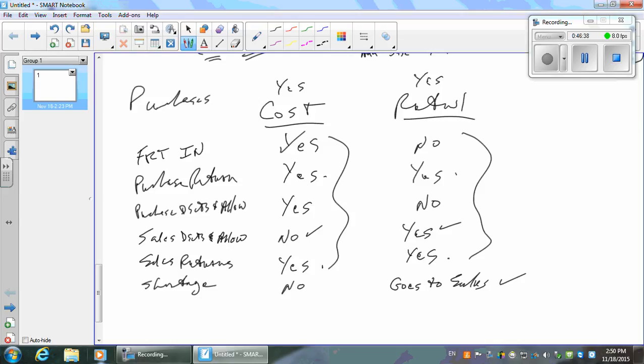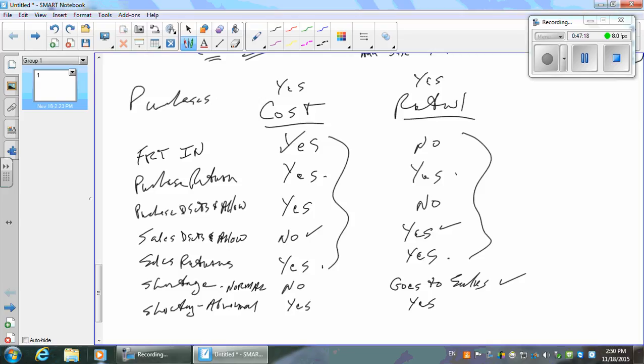Abnormal shortages are deducted from both the cost and retail columns. So it's really big. Somebody stole a whole bunch of my inventory. So how about that one? This is the normal one, a shortage. Abnormal: theft, fire, something went crazy. I don't have the goods available to sell, I don't have the cost of it, and I don't have the retail either. Okay? That work?